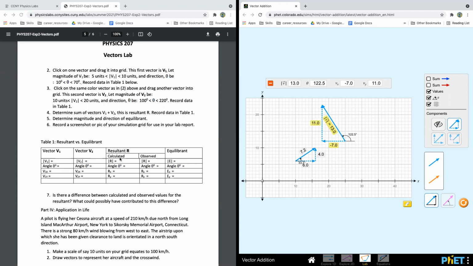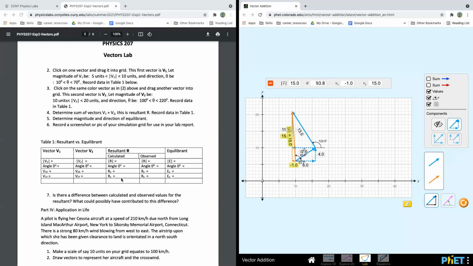And then you have a calculated resultant and an observed resultant. The calculated resultant is how you calculate them. When you add them together, this is vector 1, vector 2, and you go from the tail to the head. So you use another one to measure, and this is X, this is Y.